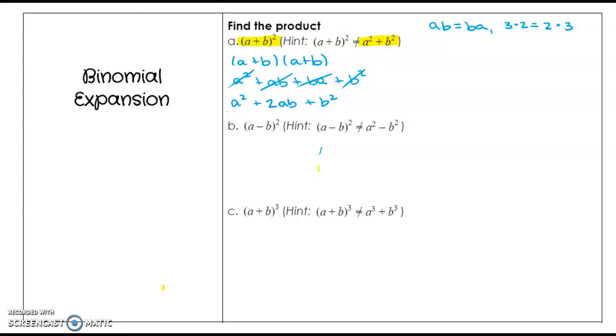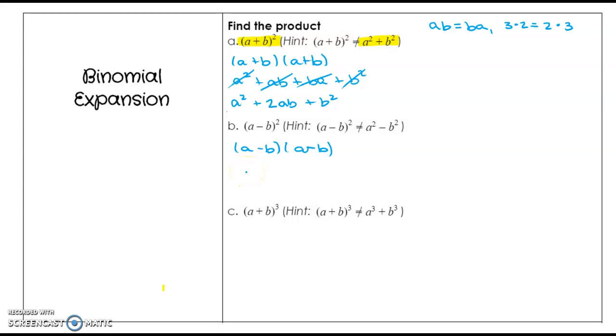Okay, so now let's try this next one together. I have (a minus b) squared. And just as a reminder, that again does not mean that it is equal to a squared minus b squared. But instead, we're going to expand that out. So we'll have (a minus b) times (a minus b). And I'm going to use the distributive property here again in order to simplify.